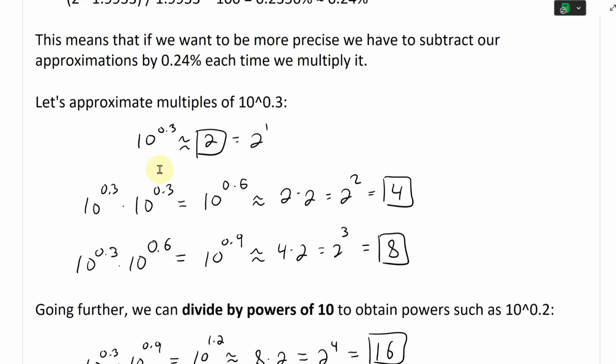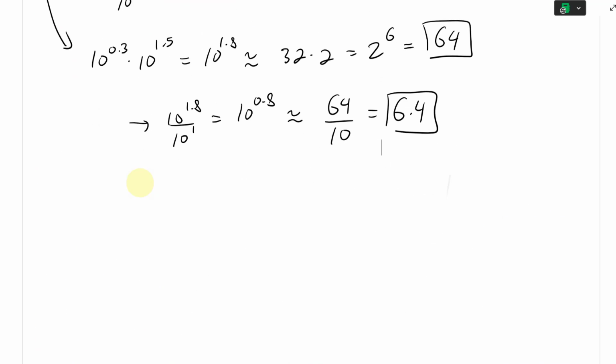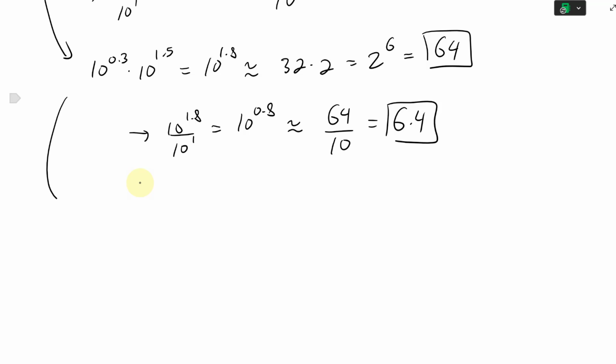So 6.4 is close enough. All right, let's just keep powering through the next one. So we hop in like that. 10 to the 0.3 times 10 to the 1.8. This equals 10 to the 2.1.